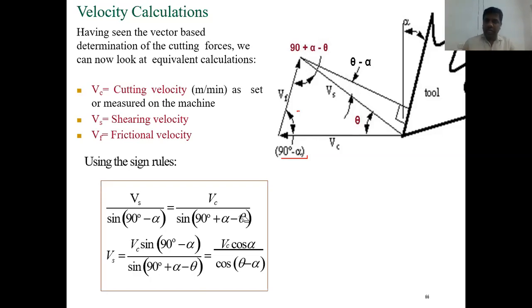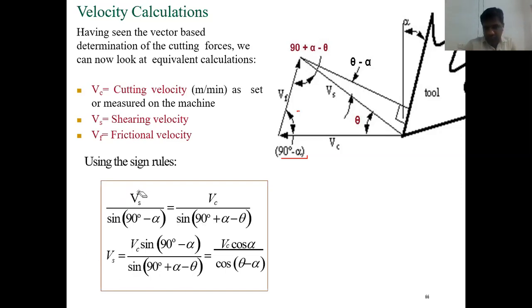Alpha is nothing but the rake angle. You know the rake angle of the cutting tool, and the other angle is theta. Theta you can also calculate if you know the R values and the alpha value. Once you know the alpha and theta values and the cutting velocity, you can easily calculate the other velocities. So how to calculate that? Come to the second step.